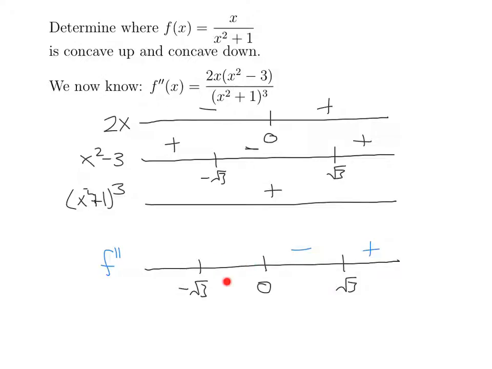Between negative root 3 and 0, we have a negative, and a positive. Two negatives make a positive. And finally, below negative root 3, we have a single negative and two positives. That'll be negative. And so we sure indeed do have a point of inflection at each and every one of those points. And we're going between concave down to concave up, concave down to concave up.